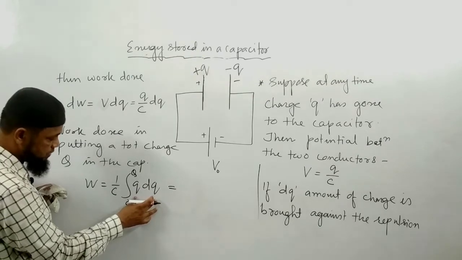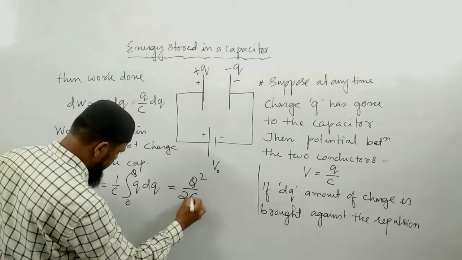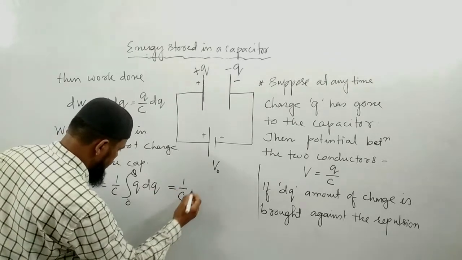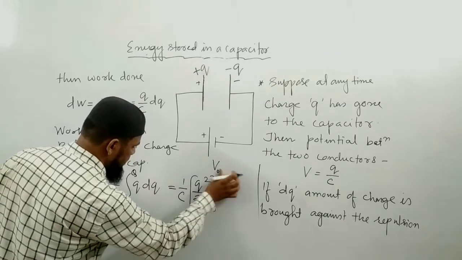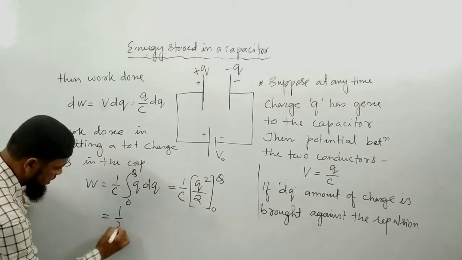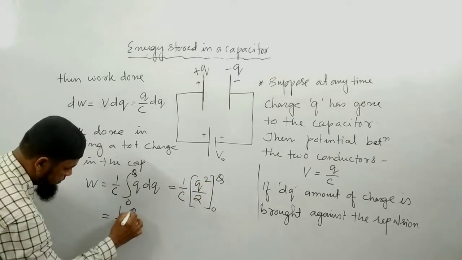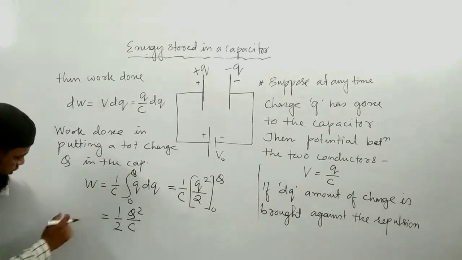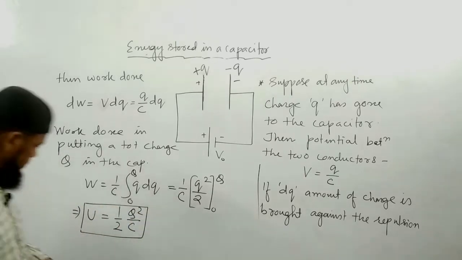Integration of Q dQ is Q squared by 2. So this will finally become Q squared divided by 2C. I have put the limit. Let me show it. 1 by C, Q squared by 2, from 0 to capital Q. So this will become half, C will remain, Q squared, capital Q squared. This is the work done. So this work done will be stored in the system as its potential energy.